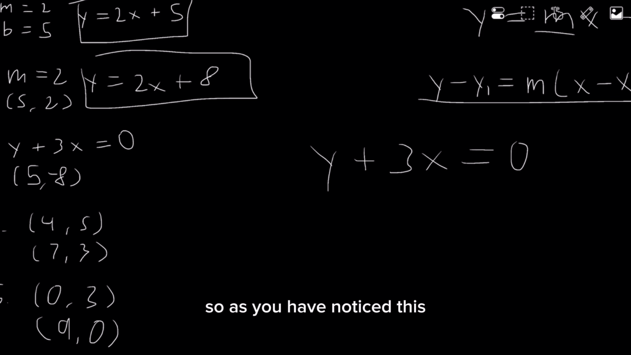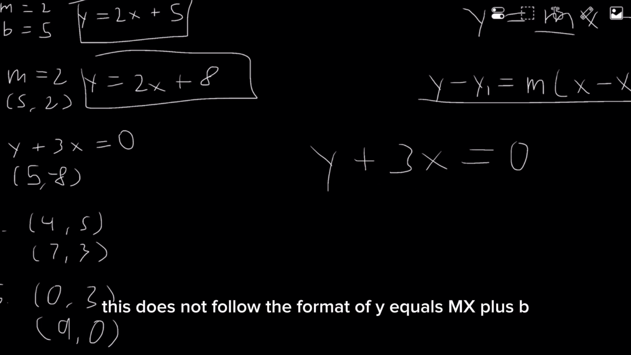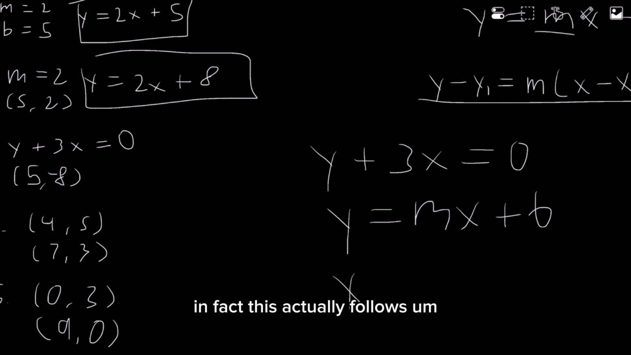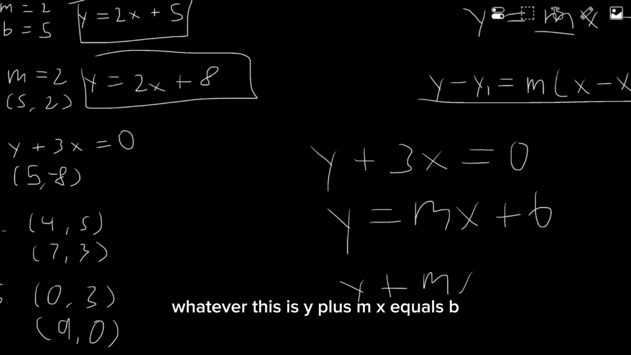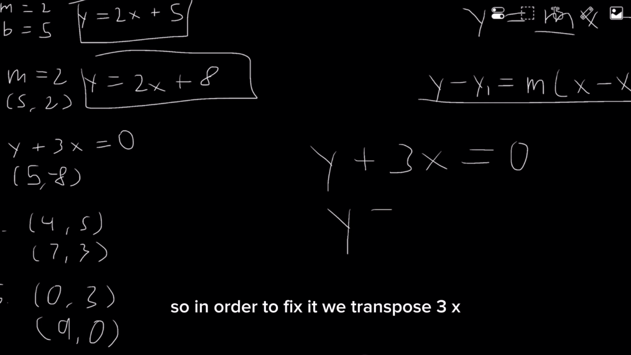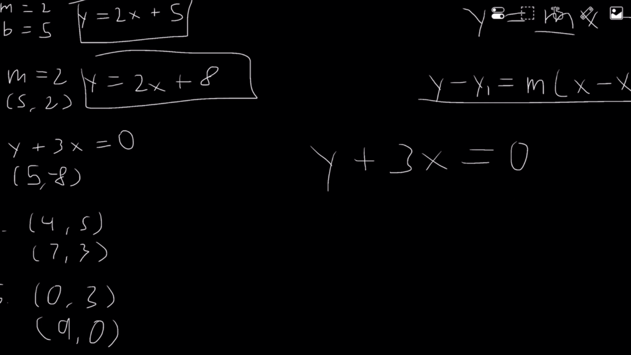So as you have noticed, it looks right. You may think that the slope is 3. However, this does not follow the format of y equals mx plus b. In fact, this follows something like y plus mx equals b, which is just completely wrong. So in order to fix it, we transpose 3x.